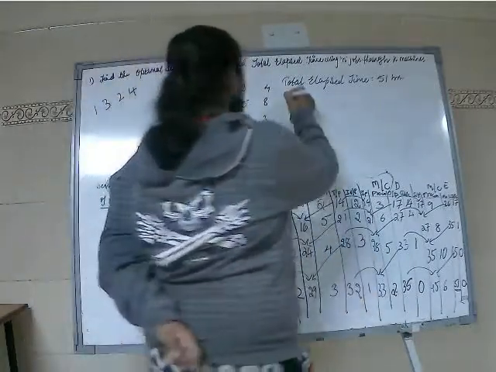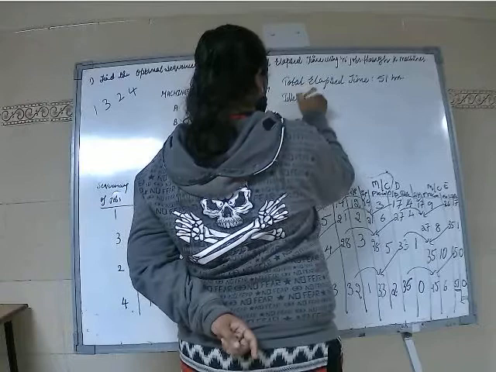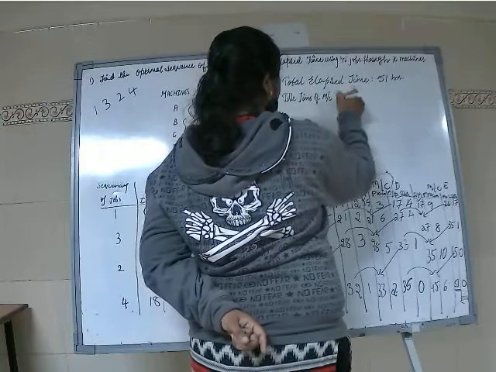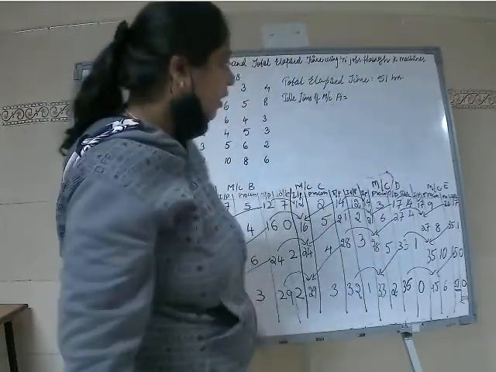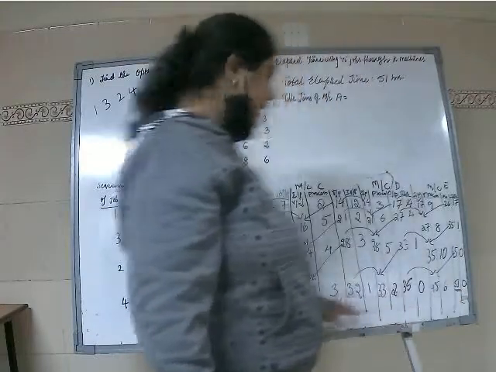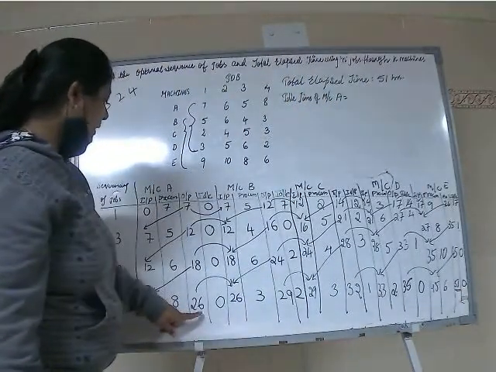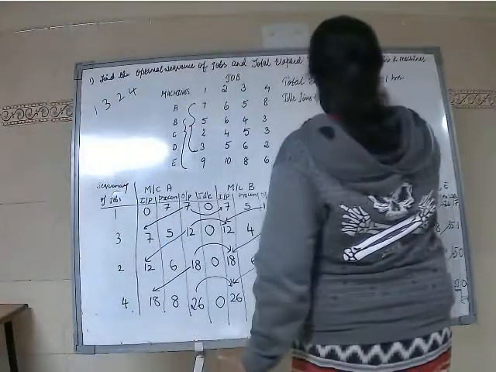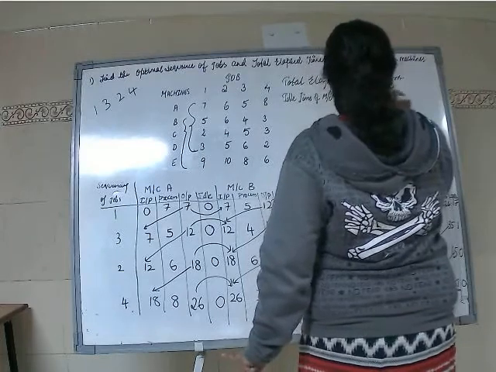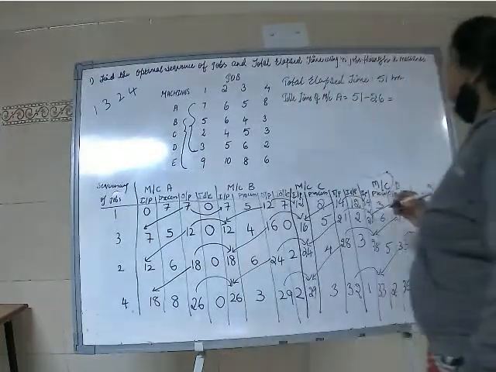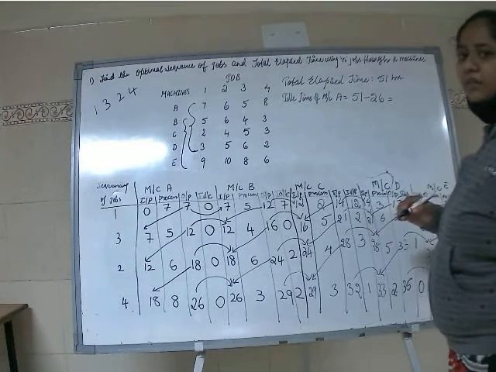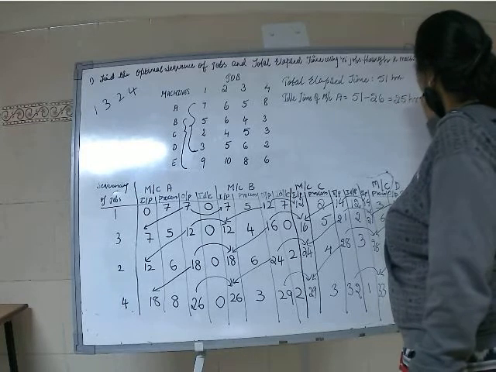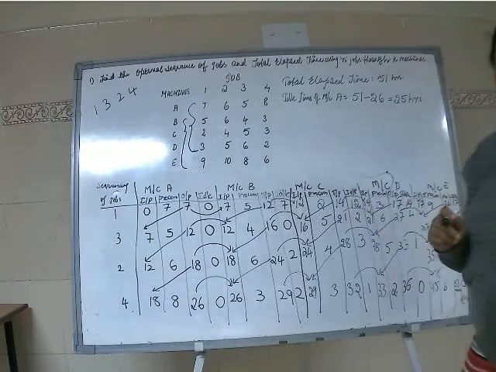Now idle time of machine A is nothing but output of the last machine, that is E, minus the last output of machine A, that is 51 minus 26, which gives me 25 hours. Yes students, it is giving me up to 25 hours.